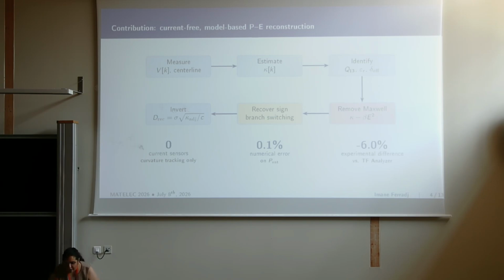So a few general information. We need zero current sensors. We only track the curvature. The numerical error on the polarization, the saturated polarization, is very small, around 0.1%. And experimentally, using a provided hysteresis loop measured with a TF analyzer, we have -6% of error.